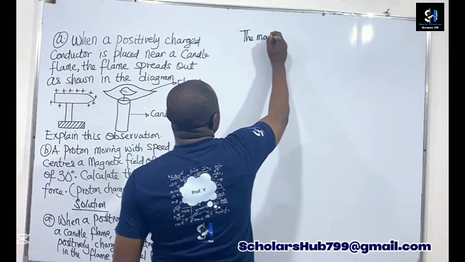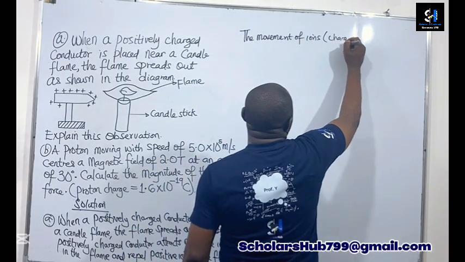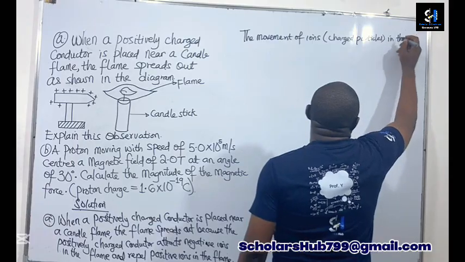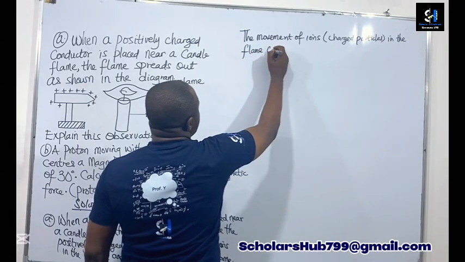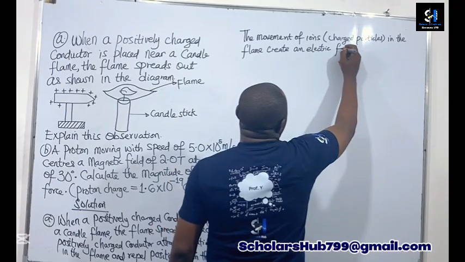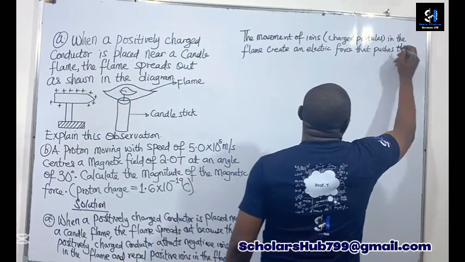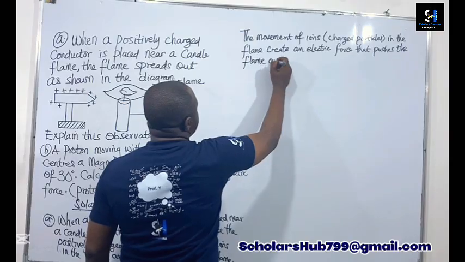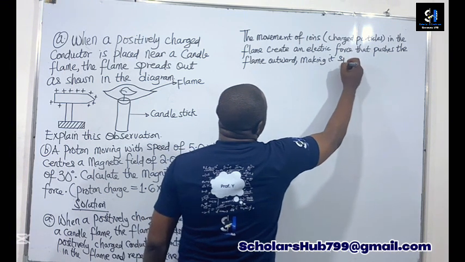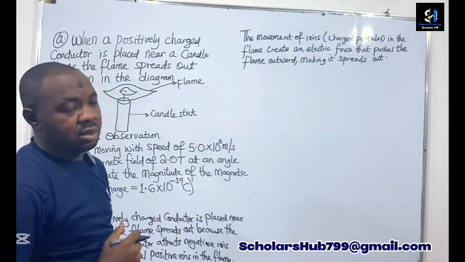The movement of ions, that is the movement of charged particles in the flame, creates an electric force that pushes the flame outward, making it spread out. So that explains question A.